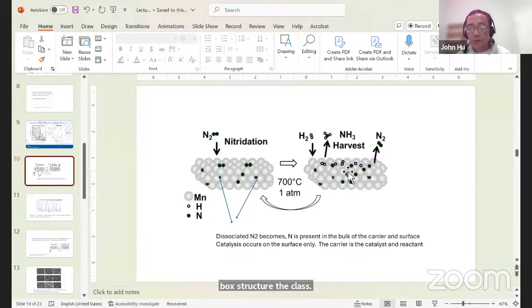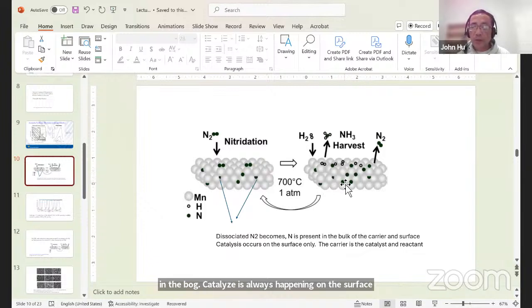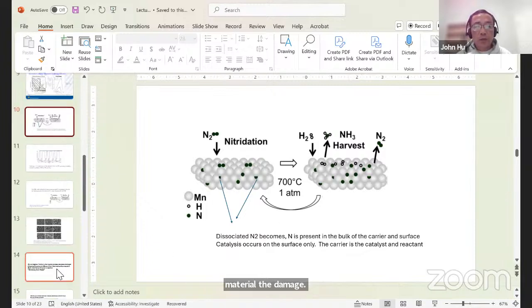This is different from catalysis. Catalysis doesn't use any structure in the bulk. Catalysis always happens on the surface, but chemical looping is different because this material is also the reactant. They participate in the reaction. So if you harvest all these black dots, which are nitride, then the material is subject to damage. So that's the trade-off. So there's some engineering.